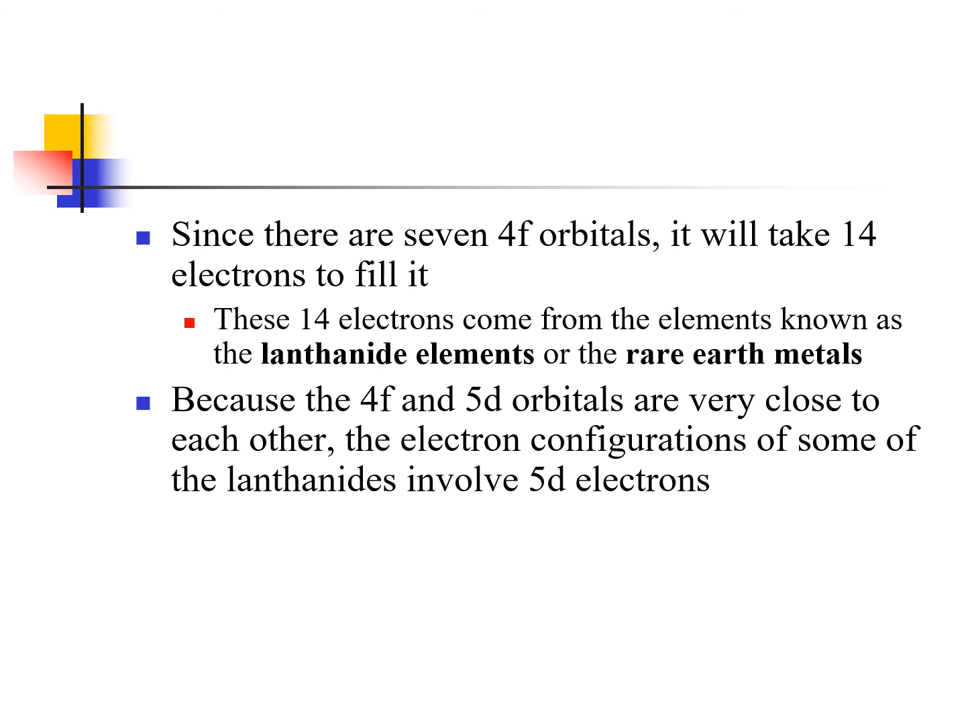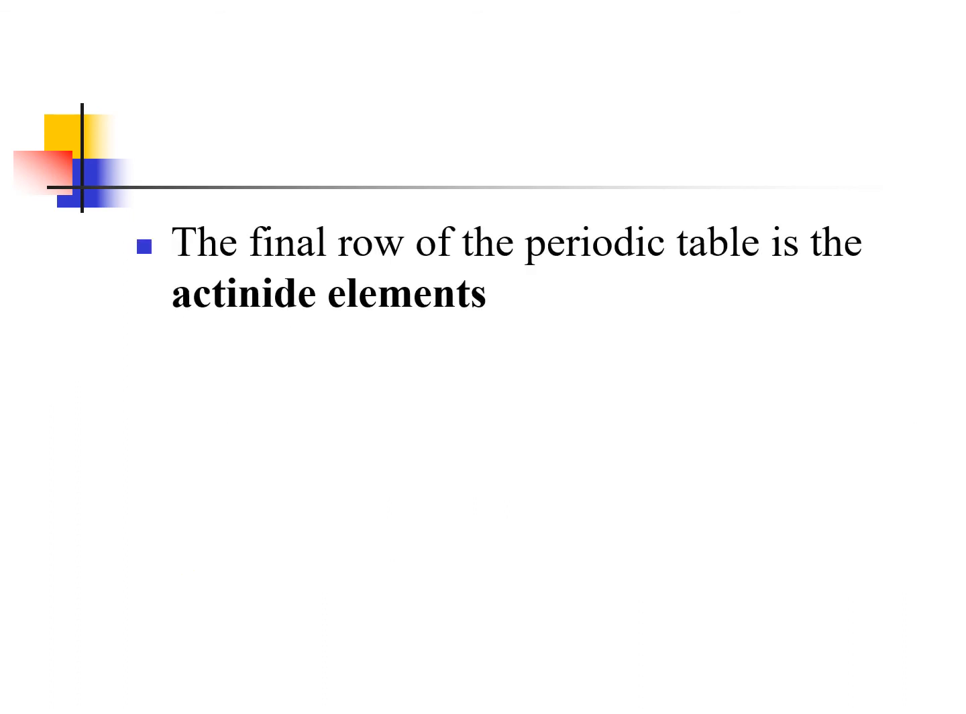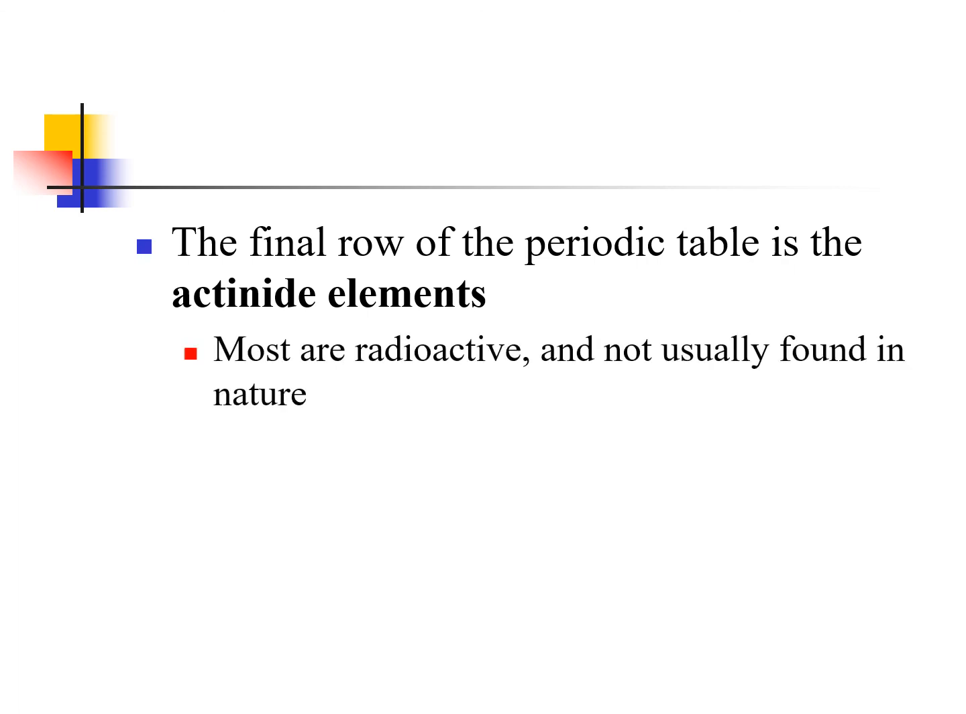Now, because the 4f and the 5d orbitals are physically very close to one another, the electron configurations of some of the lanthanides involve 5d electrons as well. Basically, they cause things to start overlapping. There are weird exceptions. You do not need to know the exceptions. Just recognize there's oddness. There are exceptions. The final row of the periodic table is the actinides. Most are radioactive. Most are not found in nature. We're filling in the 5f.